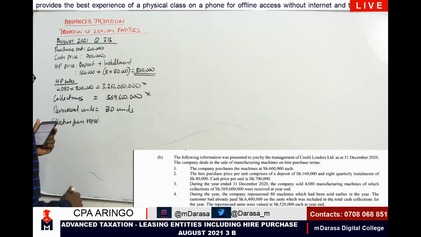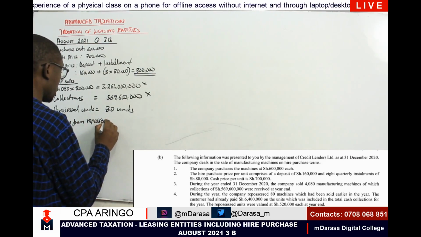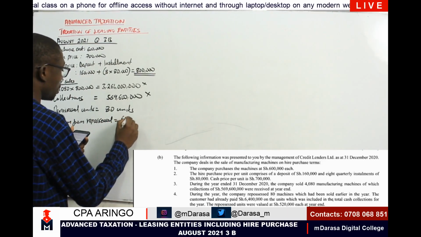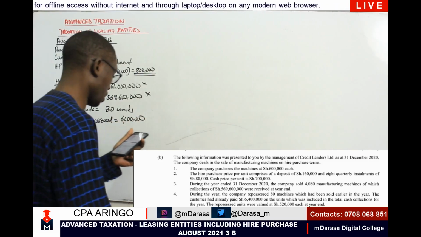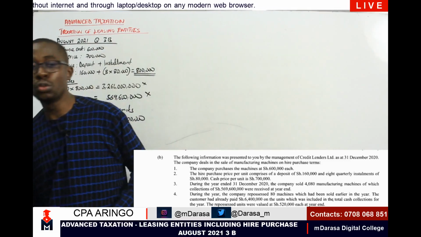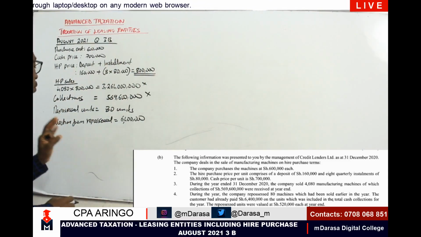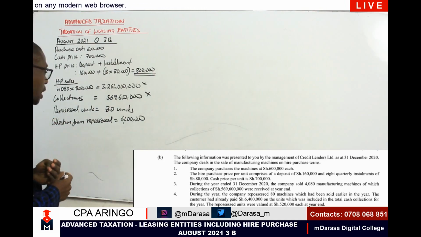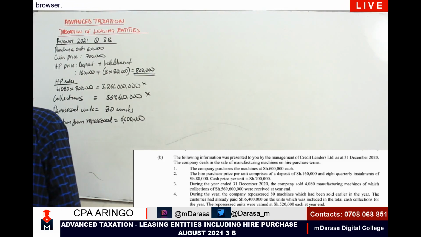Collection from repossessed goods, we are given a figure of 6,400,000. So that is the figure that you are given, 6.4. Now, in this case, what we need to do after we've done that analysis is we want to determine our unrealized profit on these goods. And unrealized profit, how will we determine our UPS?